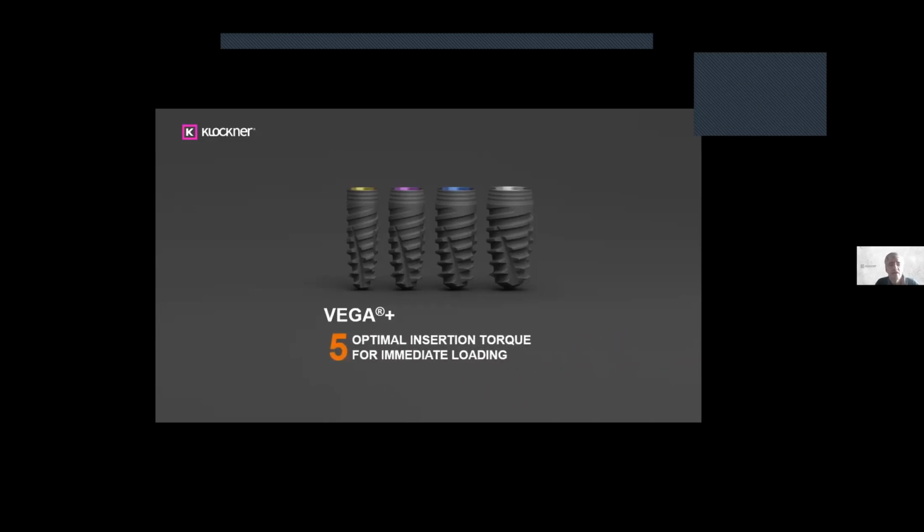Then the optimal insertion torque for immediate loading. When we do immediate loading, we want a very high primary stability to be able to load the implants with our crowns. It might be single or multiple. And on the high mechanical stability, what we have seen with the Penguin ISQ test system is that we get higher primary stability when we use Vega Plus than when we use Vega. And the same prosthetic solution, so there's nothing to change.